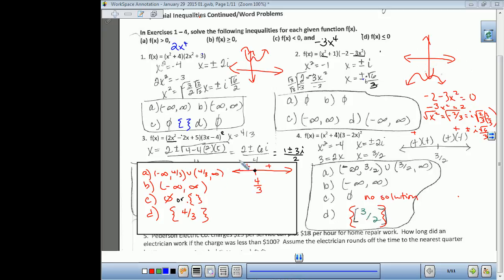Make sense? Okay. Well, this one says where is it greater than or equal to 0. So if we can include that 0, it's everywhere. So this should be another infinity. I don't know what happened to it. Okay, where is it less than 0? Nowhere. But where does it equal 0, or less than or equal to 0? Only at 4/3. Does that make sense?